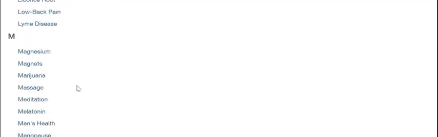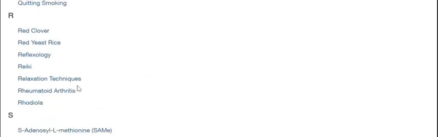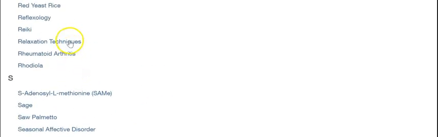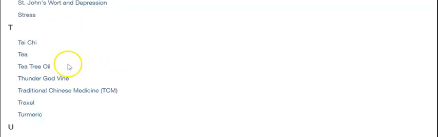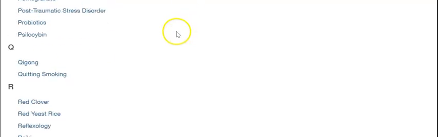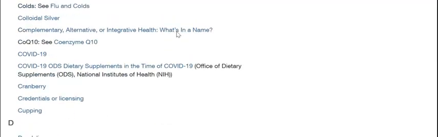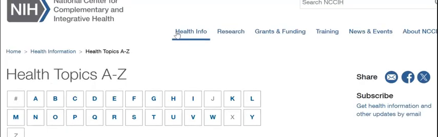And one of them, if I just scroll down a little bit, is going to be on either relaxation techniques or it's going to be on Tai Chi and a couple other items, and I'll explain that in a moment. So this is a great source of information, especially when we don't have as much research done on some of these therapy types as we do perhaps pharmaceuticals.